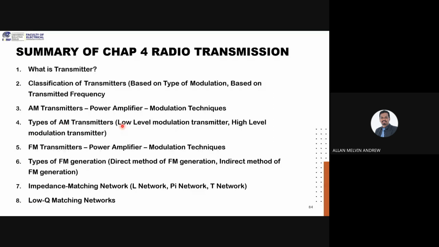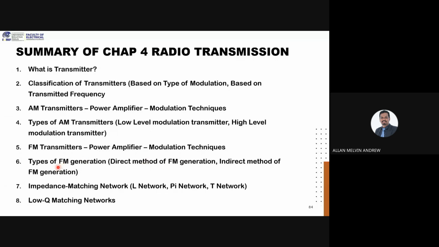We have seen the low level modulation transmitter. Low level usually will be less complex than the high level, so high level usually will be more complex. Then we have seen the FM transmitters, the power amplifier modulation technique, and the types of FM generator. We have a direct method and an indirect method, so there are two types.